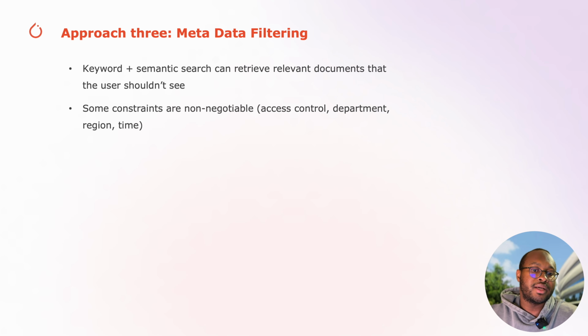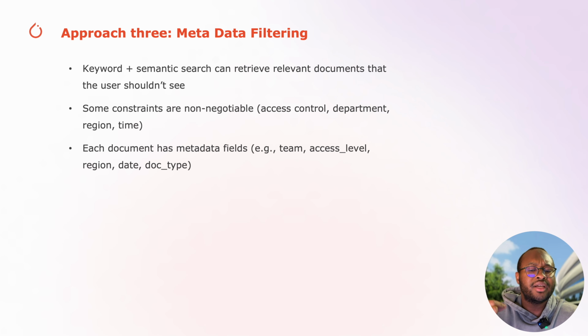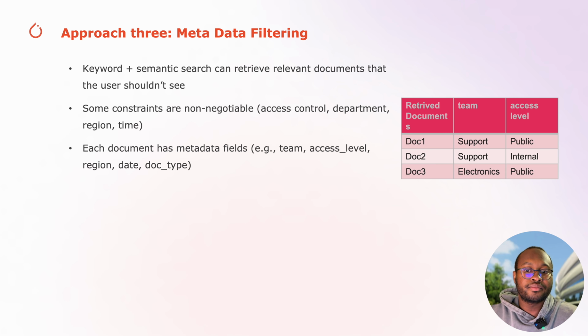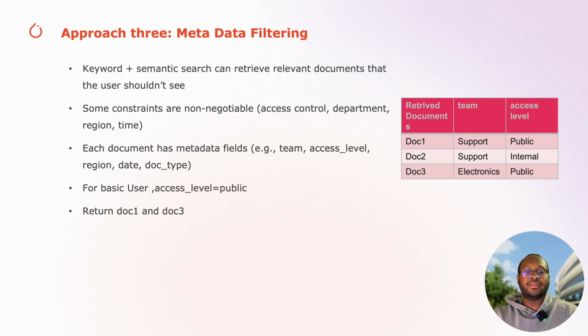So each document has some metadata information like the theme, the access level, and its region also. So let's say these are the documents that we have. This is the theme information. This is the access level metadata. So if that user is a basic user, and let's say we have retrieved 3 documents, we just ignore document 2 and return document 1 and 3. So that is metadata filtering.